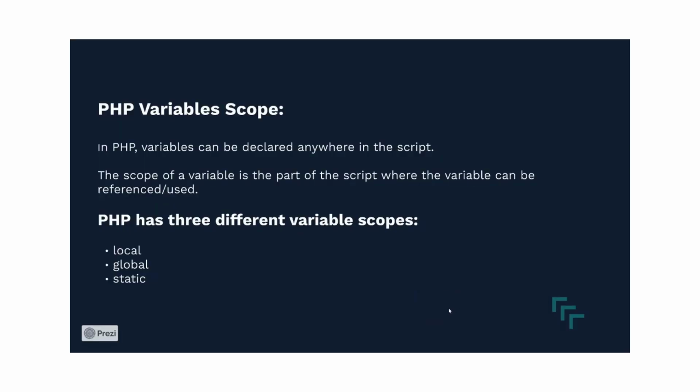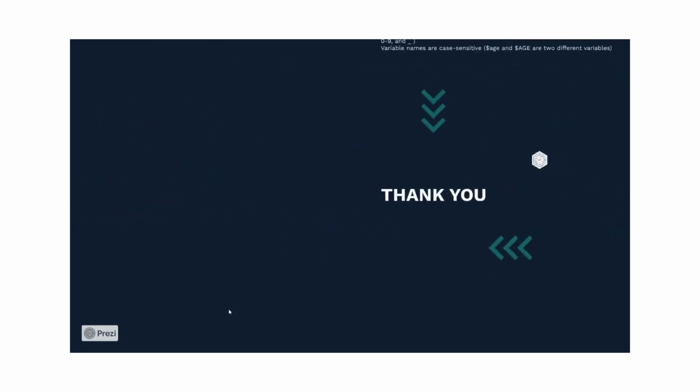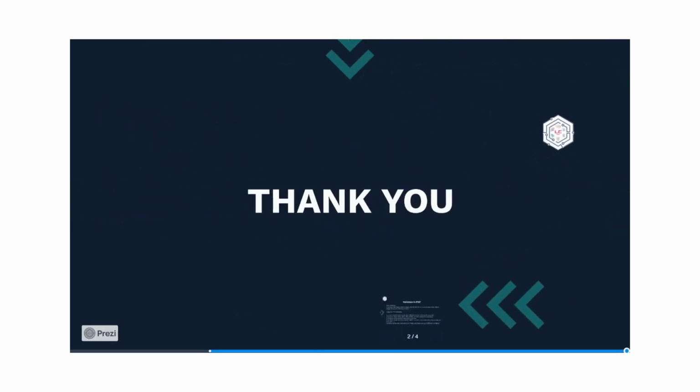So in VS Code, a variable's scope has three types: local, global and static.